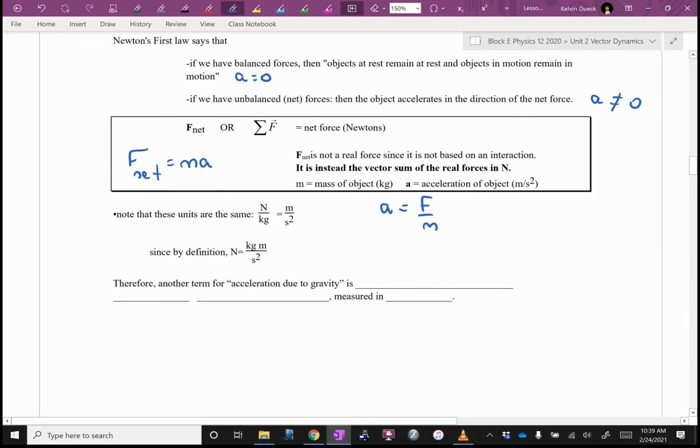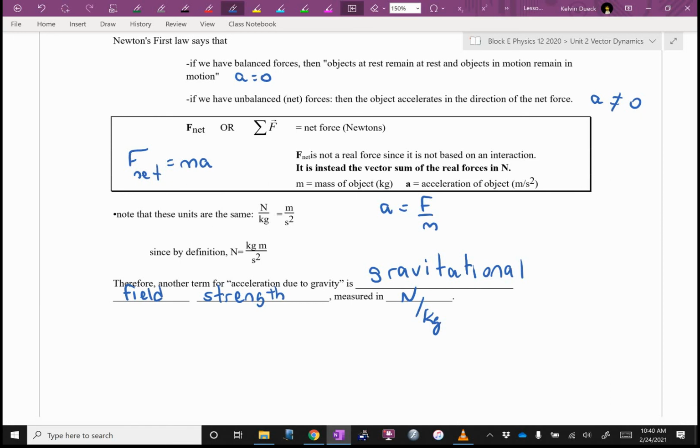So again, another term for the acceleration due to gravity is gravitational field strength. Those are interchangeable, measured in newtons per kilogram. So there may be some times in your future when I tell you a planet has a gravitational field strength of 12 newtons per kilogram. What I've just also told you is the acceleration in free fall is 12 meters per second squared.